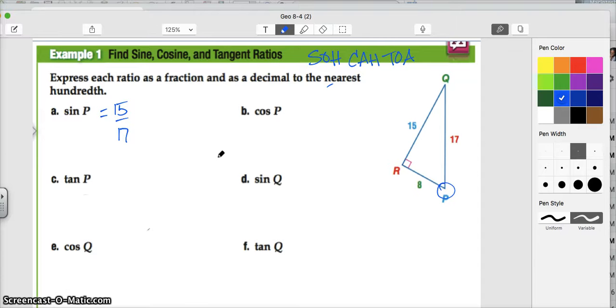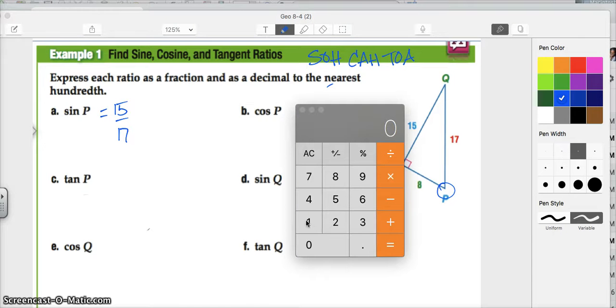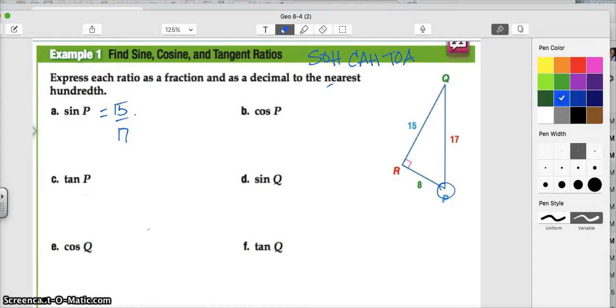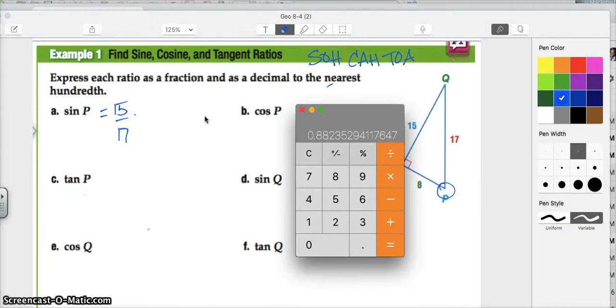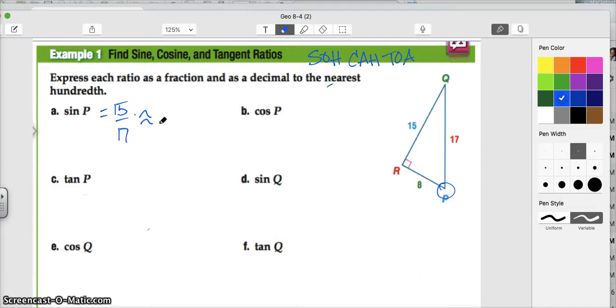If I were to write it as a decimal, I get my handy calculator and basically just divide 15 by 17. And I get that my answer is, oh, lost my calculator. Let's bring it back. All right, so my answer is going to be 0.88. What did it say, to the nearest hundredth? So this is the hundredths place, so 0.88. So approximately 0.88. And I'm going to do that for all of these.